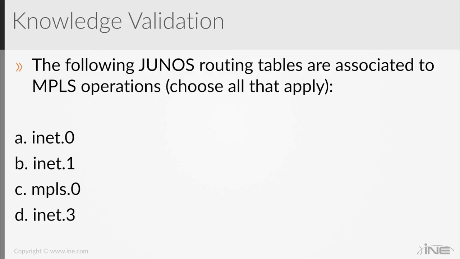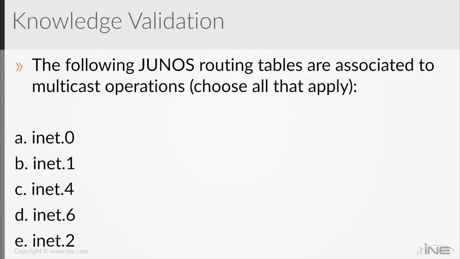Okay? So now for a bit of knowledge validation. The following junos routing tables are associated to MPLS operations. Choose all that apply. A, inet.0, B, inet.1, C, mpls.0, or D, inet.3. The answer being C and D, mpls.0 and inet.3.